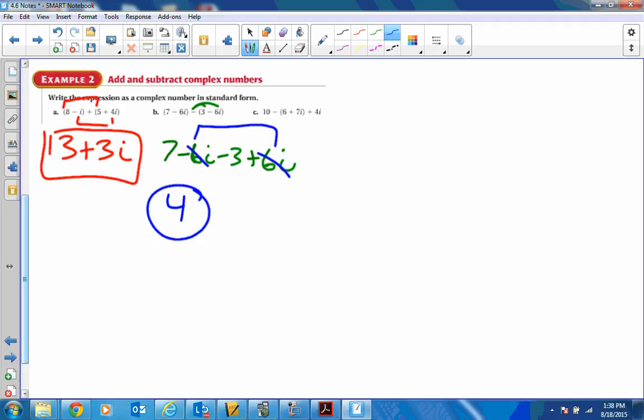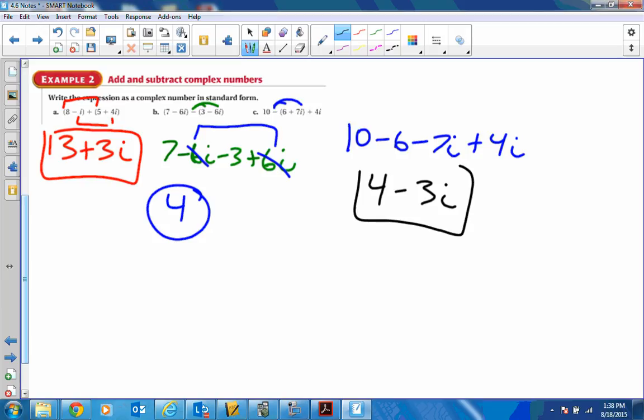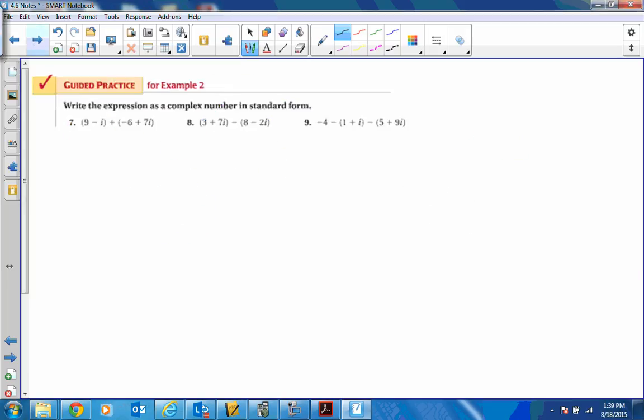So that's just real. The last one, again, I would distribute that negative. So it would be 10 minus 6 minus 7i plus 4i. So we'd have 10 minus 6 is 4, negative 7i plus 4i is negative 3i, and that would be your answer. In standard form for complex numbers, the real part always goes first, the imaginary part always goes second. You practice adding, subtracting imaginary numbers.